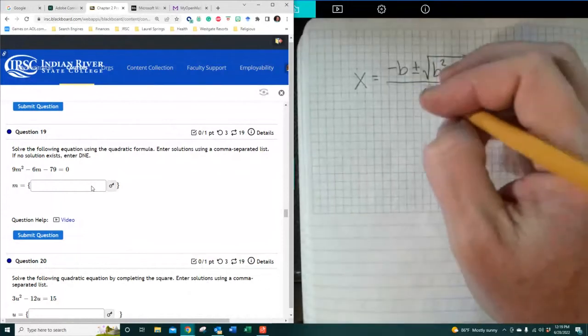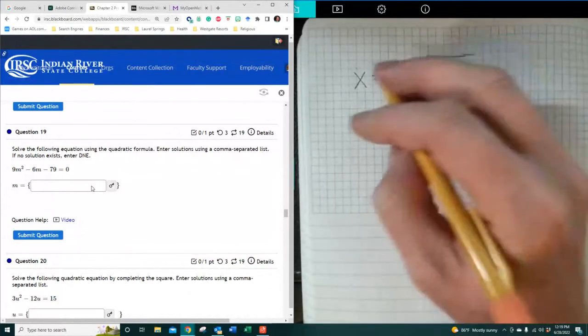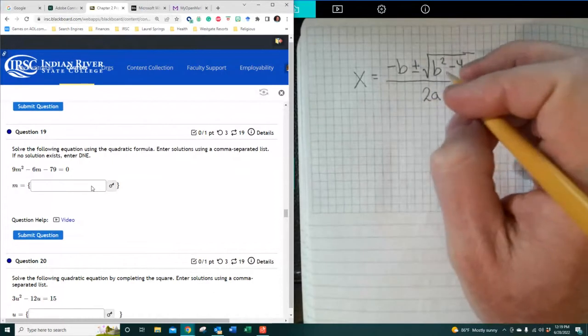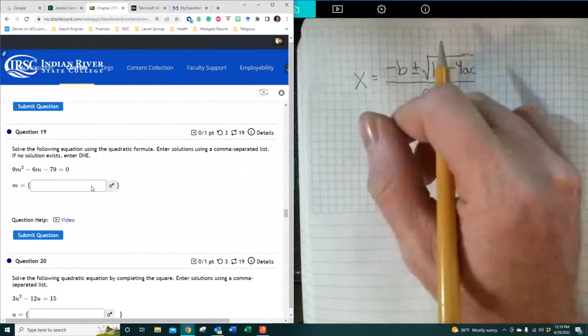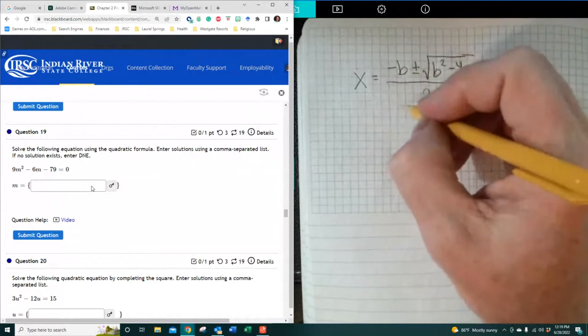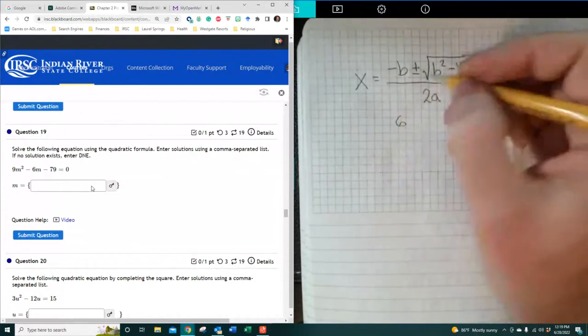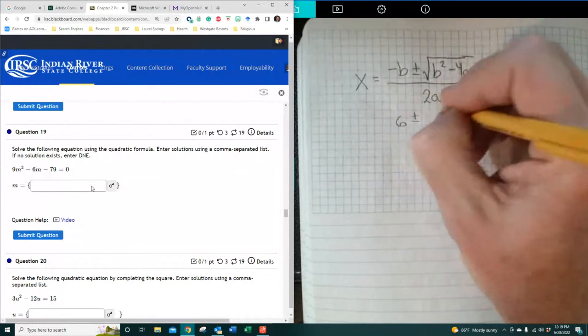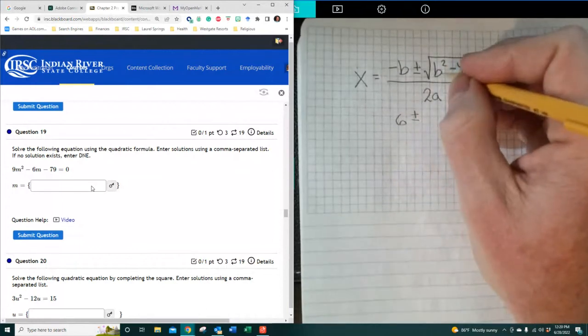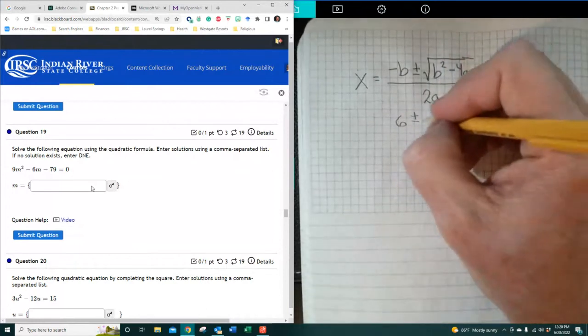So now it's just a matter of plugging it in. It's all set up in a, b, c. We already know all the values. So we're going to take the opposite of negative 6, which is positive 6. Plus or minus the square root of b squared, which is negative 6 times negative 6, which is 36.